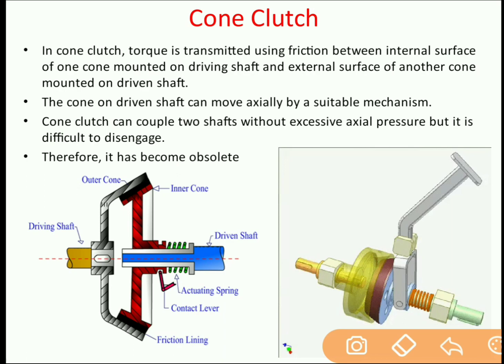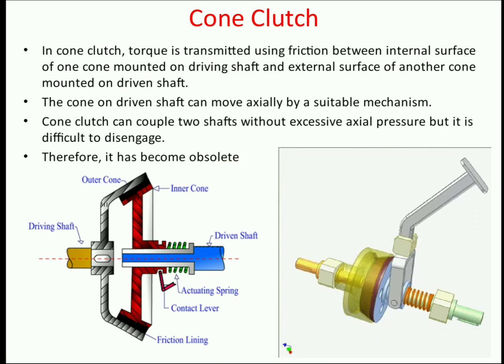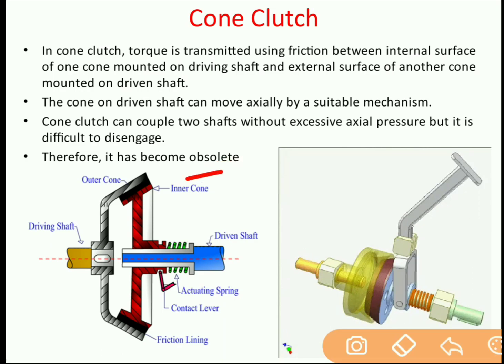Therefore, it becomes obsolete. Obsolete means what? It is not much in use as compared to the disc clutch. So the cone clutch is obsolete because in a cone clutch two shafts cannot be disengaged without excessive axial pressure. A large amount of axial pressure is required to disengage the cone clutch.